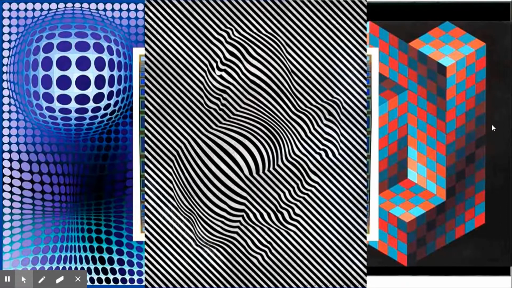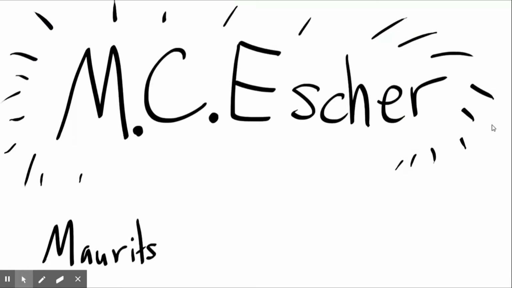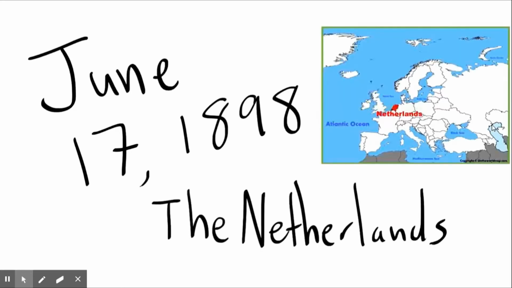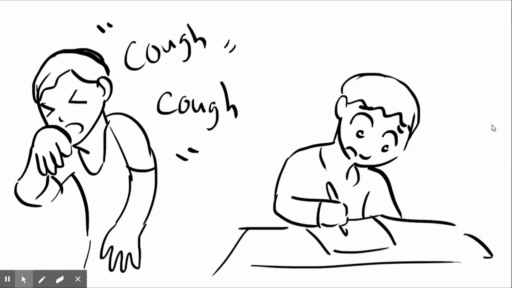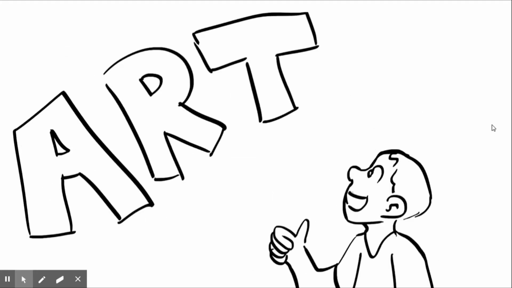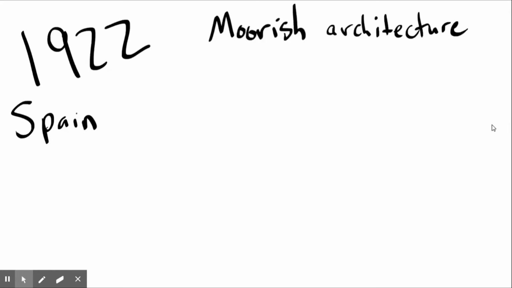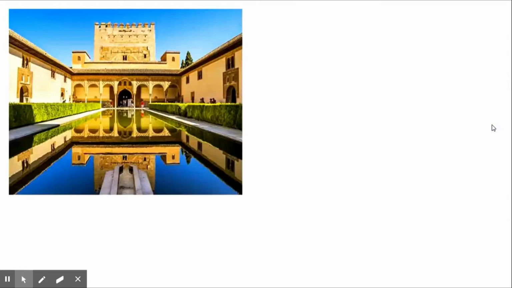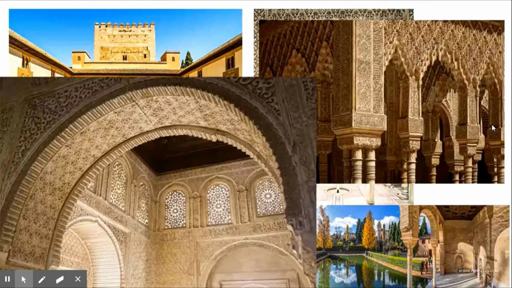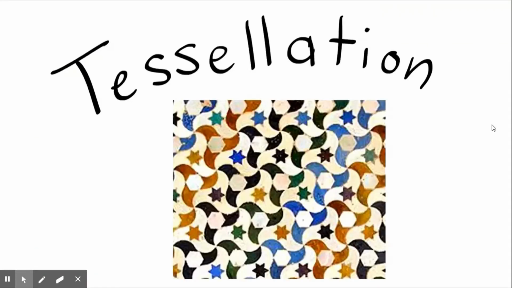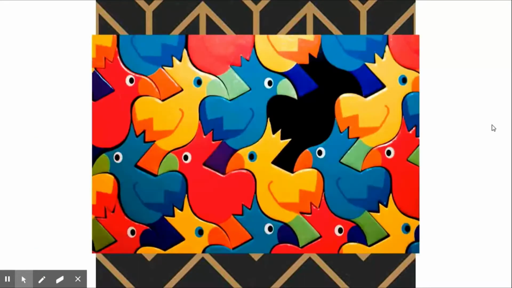My favorite op artist is M.C. Escher. He was born Maurits Cornelius Escher on June 17, 1898 in the Netherlands. He was a sickly child who had trouble in school but was very good at art. In 1922, Escher went traveling and in Spain was inspired by the Moorish architecture at the palace called Alhambra. The decorations in this architecture are very geometric, and it has tessellations. A tessellation is an interlocking pattern that repeats with no gaps.